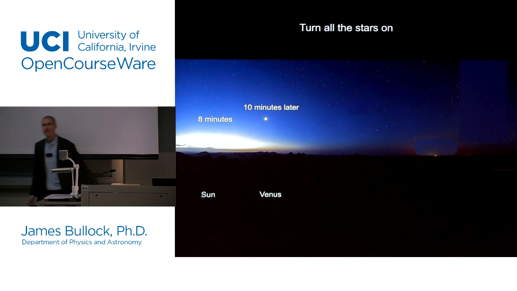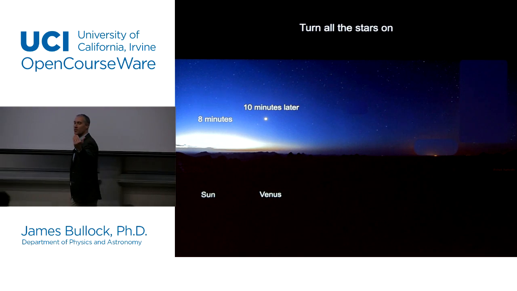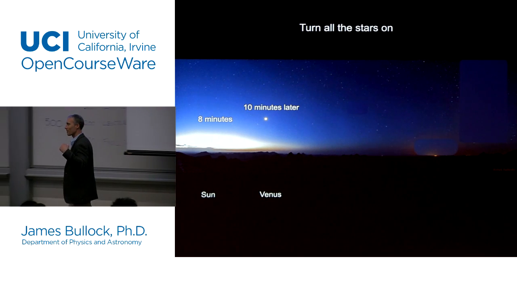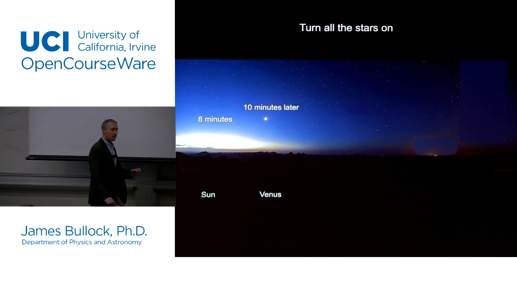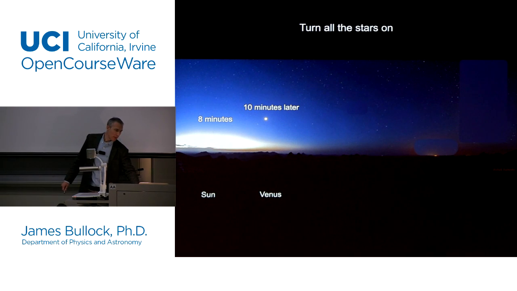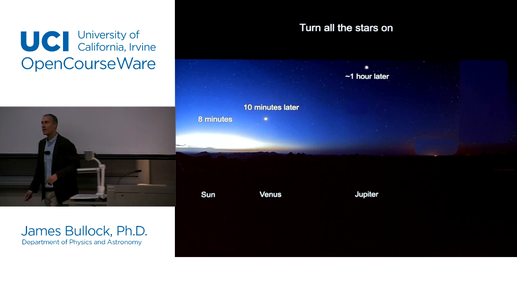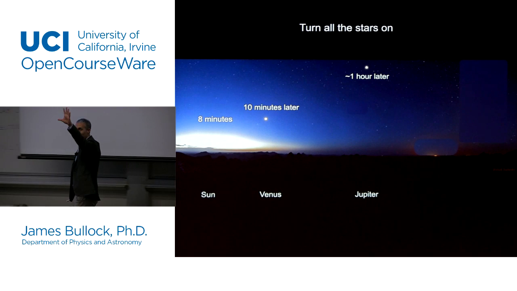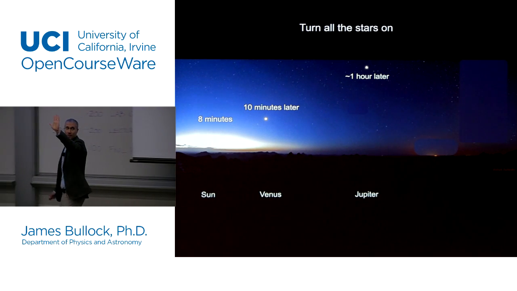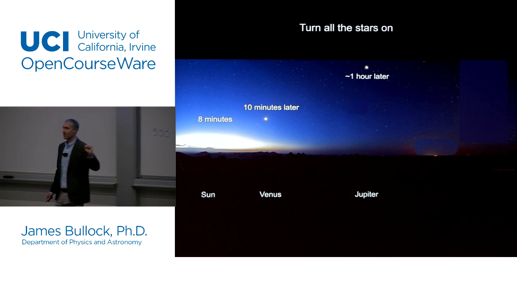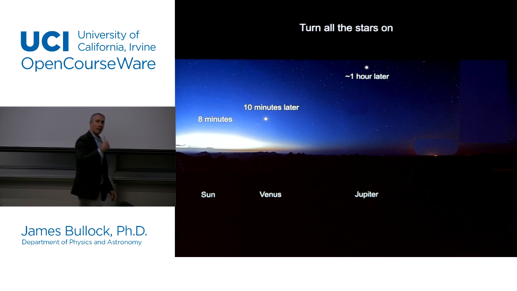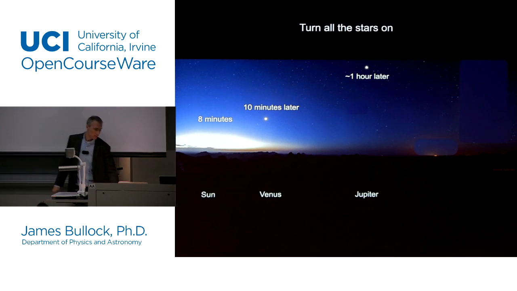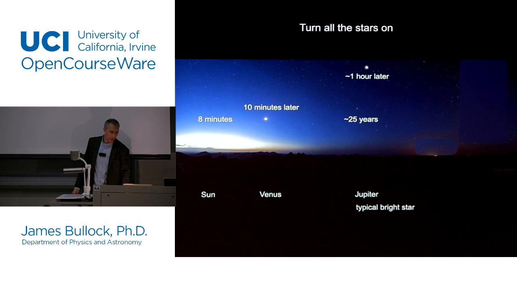About 10 minutes later, the sun's light has hit Venus, bounced off Venus, and come back to the Earth. Ah, there's Venus. Then we wait. Depending on exactly where Jupiter is in its orbit, about an hour later, there's Jupiter. That's it, nothing else. No stars. That's all we see. Because light had to go all the way to Jupiter, bounce off Jupiter, come back to us. It takes about an hour. 25 years later, we see that star.